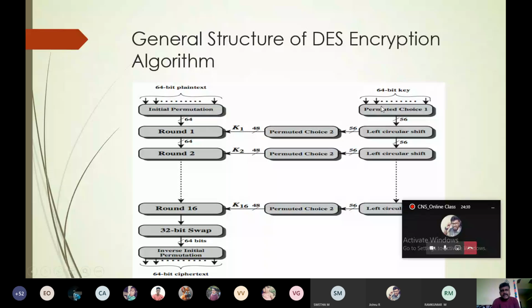Here, the permuted choice happened. I mean, in the key also, the permuted choice happened. So after permutation, the 64-bit length of key is converted into a 56-bit key length. The input is 64 bits, but the output from permuted choice 1 is 56 bits. How is the 64 converted into 56?